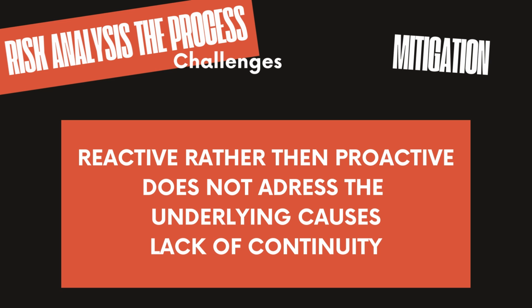Let's expand on an example to make this real. Say you are managing a portfolio of digital transformation projects across different departments. You identify a risk early on that some employees might resist adopting new technology. So you plan a series of training sessions to help smooth the transition. That's your initial mitigation strategy.